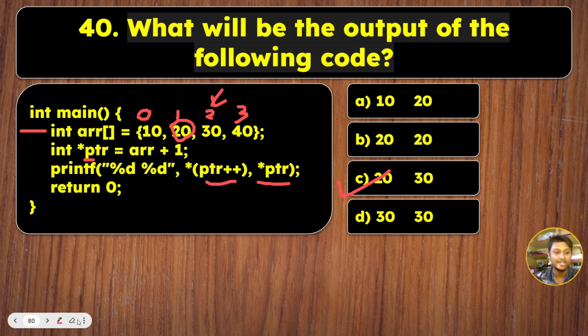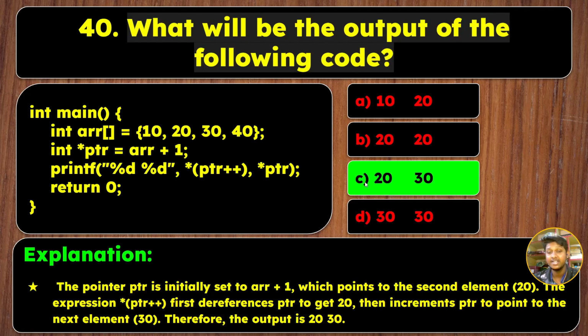So now let's check the answers. As you can see, option C is the correct one. You can also read the explanation, which says the pointer ptr is initially set to arr plus 1, which points to the second element 20, meaning the first index. The expression *ptr++ first dereferences ptr to get 20, so we simply print 20, then increments ptr to point to the next element 30. Therefore, the output is 20 and 30.